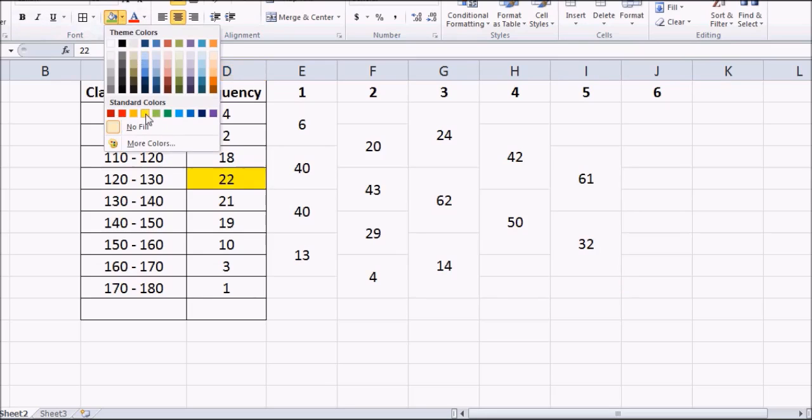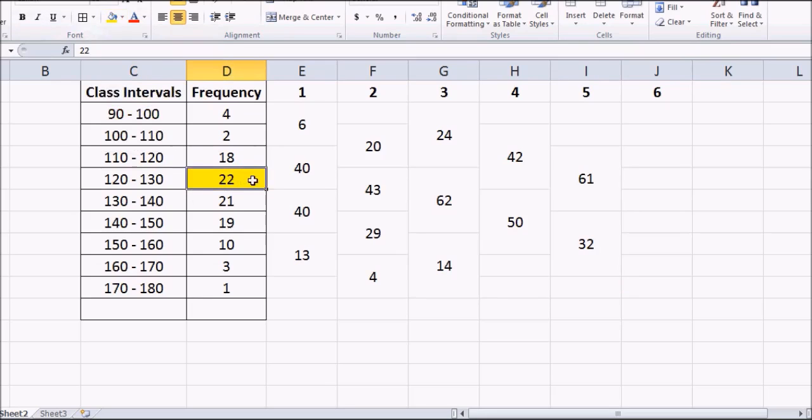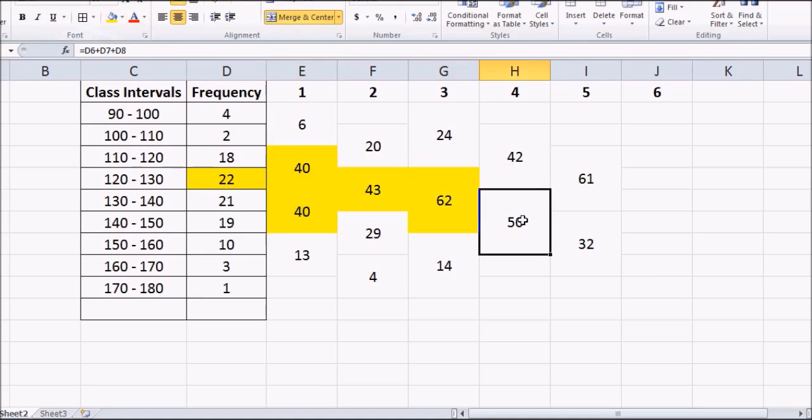Let's use the color we are using. Next here, well, 2 maximums here, both 40s. Here it is 43, here 62, and here it's 50 and 61. Okay, now we need to count the maximum.